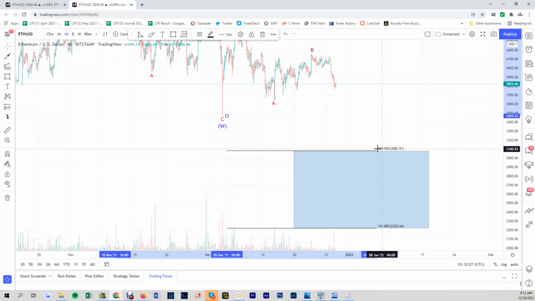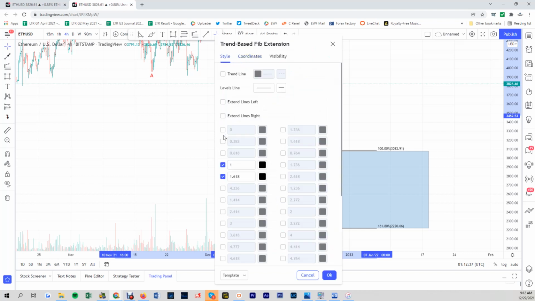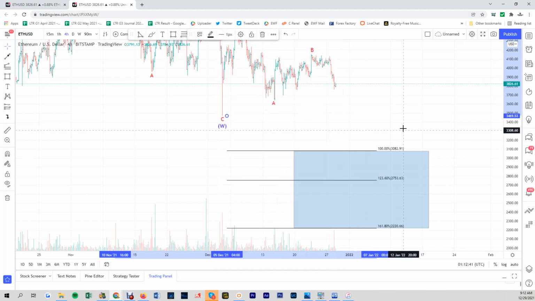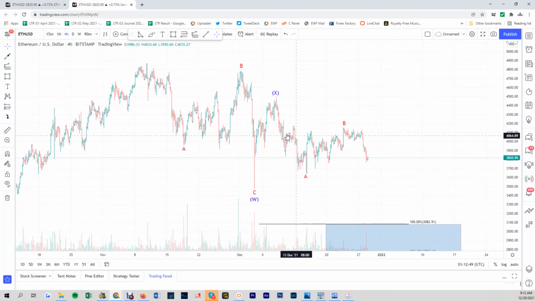And if you want, you can also show the 123.6% extension. The 123.6% extension is also a possibility here. So between 3082 to 2750, that's approximately where the buyers will have another chance. Okay, so that's the update for today.